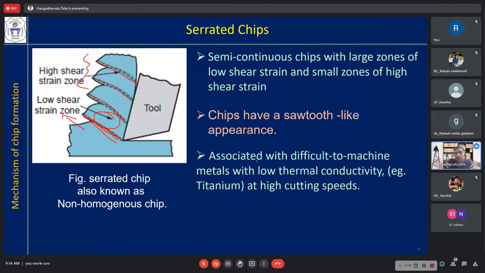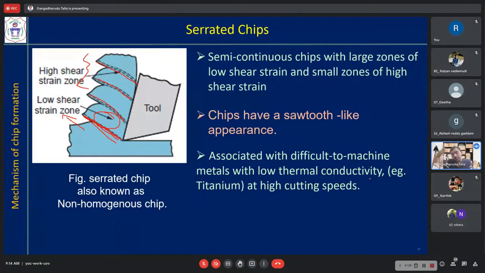This is associated with when these kind of chips will form. This is associated with difficult to machine metals with low thermal conductivity. Difficult to machine metal means generally they are very hard, high strength materials. Okay, and they are heat resistant also. They have good heat resistance, and that means thermal conductivity is less.